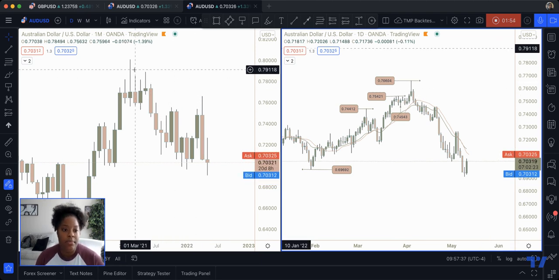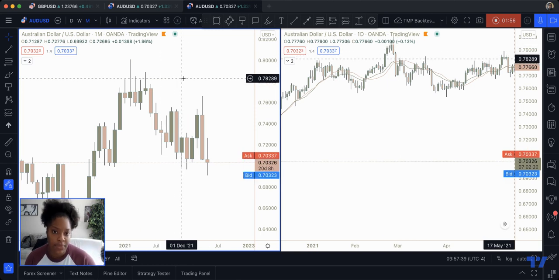So on the monthly time frame, and I really want you guys to follow me here, and I want to get this out detail by detail. On my left hand side, I have the monthly time frame on the Australian dollar. On the right hand side, I have the daily time frame on the Australian dollar.